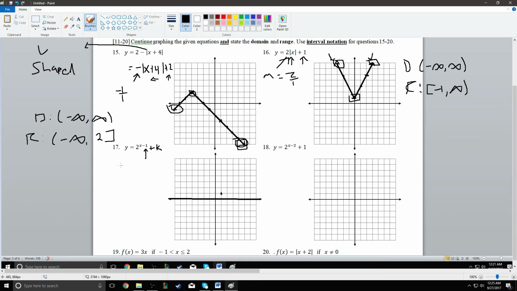To find your next point, you would use your base, which is right there. So that is 2 above the asymptote. And your graph is an exponential function. Like that.